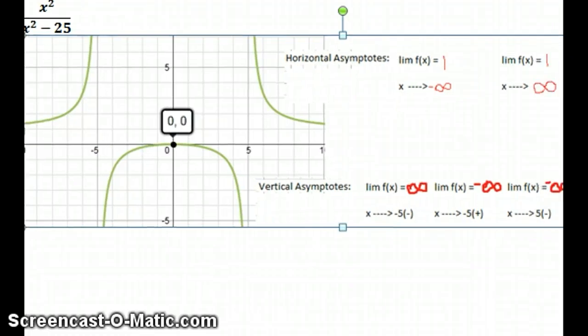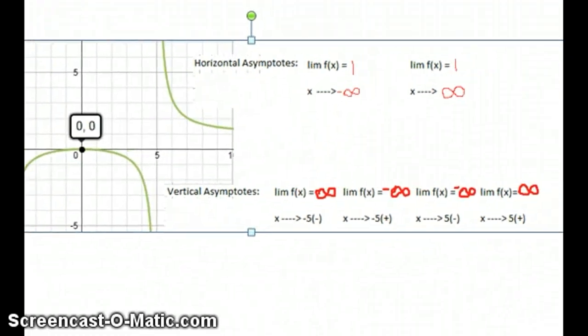And for positive 5, as you approach from this negative direction, limit of f of x approaches negative infinity. See, it's going down. And as you approach from the positive direction, limit of f of x approaches positive infinity. And that's a wrap for that.